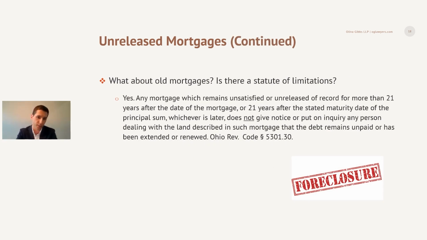What about old mortgages? We do have a statute of limitations that helps us clear old mortgages. It applies to 21 years after the date of the mortgage or 21 years after the maturity date, whichever is later. After that time has passed, that's not going to put anybody on notice that there is some kind of unpaid debt. So just by way of quick example, if you have a mortgage from, let's say, the year 1998, and there's no stated maturity date, if you come across that, since more than 21 years have passed, you can consider that mortgage as being paid, and it's no longer going to be a cloud on your title.